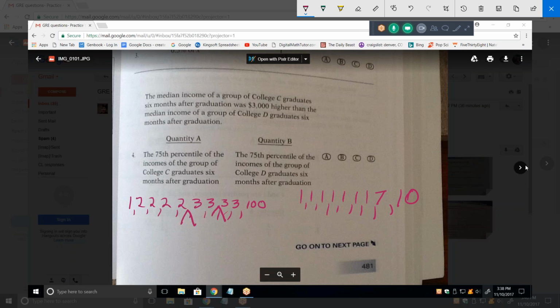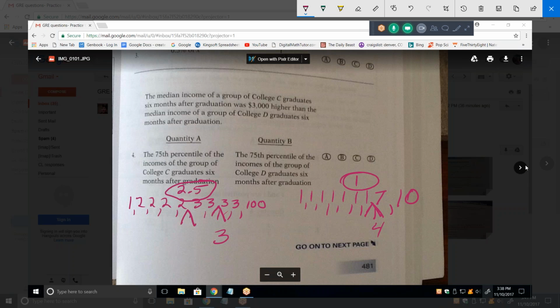Okay. And I just found it, because the 75th percentile in Group B is between 1 and 7, which is 4. The 75th percentile in Group A is 3. Even though the median in Group A is 2.5, the median in Group B is 1. So clearly the median of Group A is higher than the median of Group B. And whether it's $3,000 or not, I'm not sure that really matters.